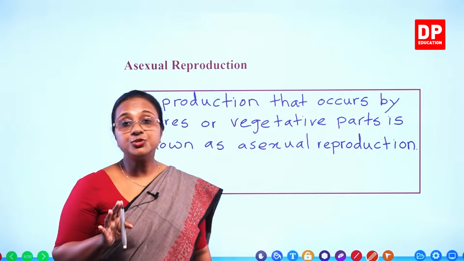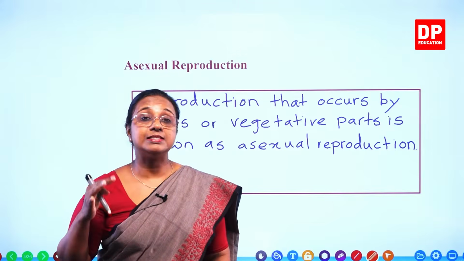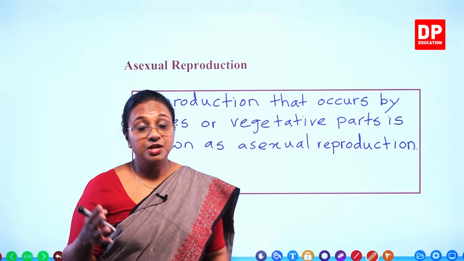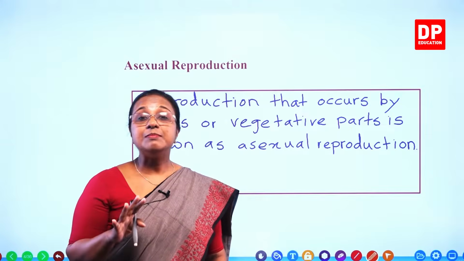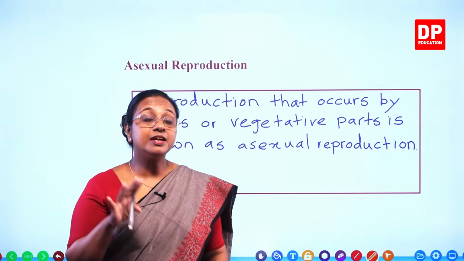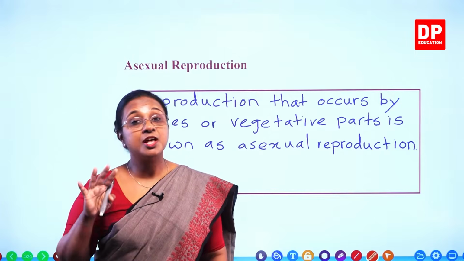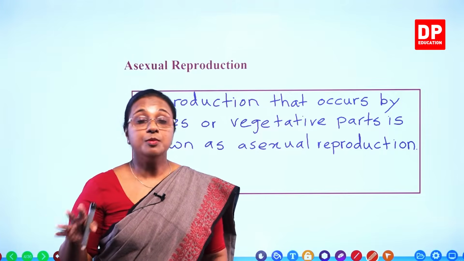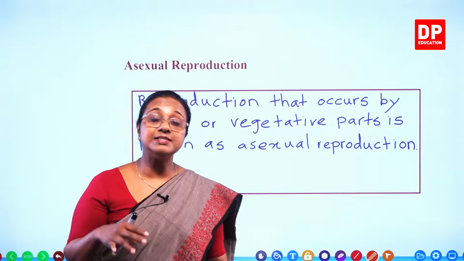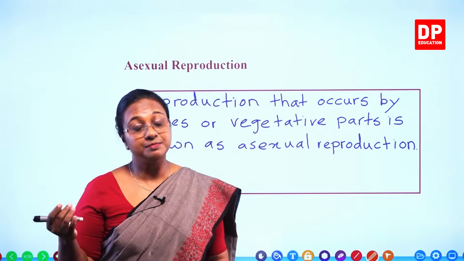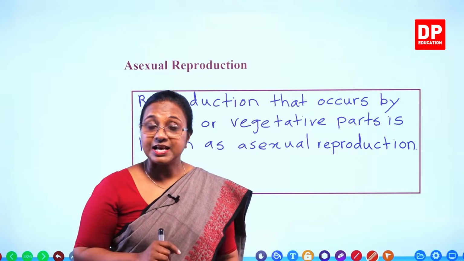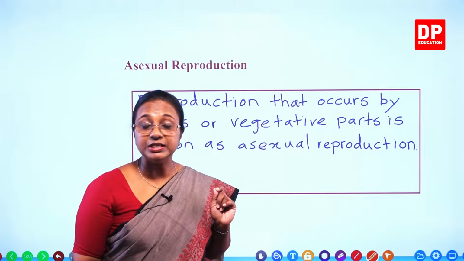So, this asexual reproduction can take place in many different methods. Under this, we will be discussing the different vegetative reproductions shown by plants, both by natural methods as well as artificial methods. So, with that introduction, students, I will move on to the next slide.